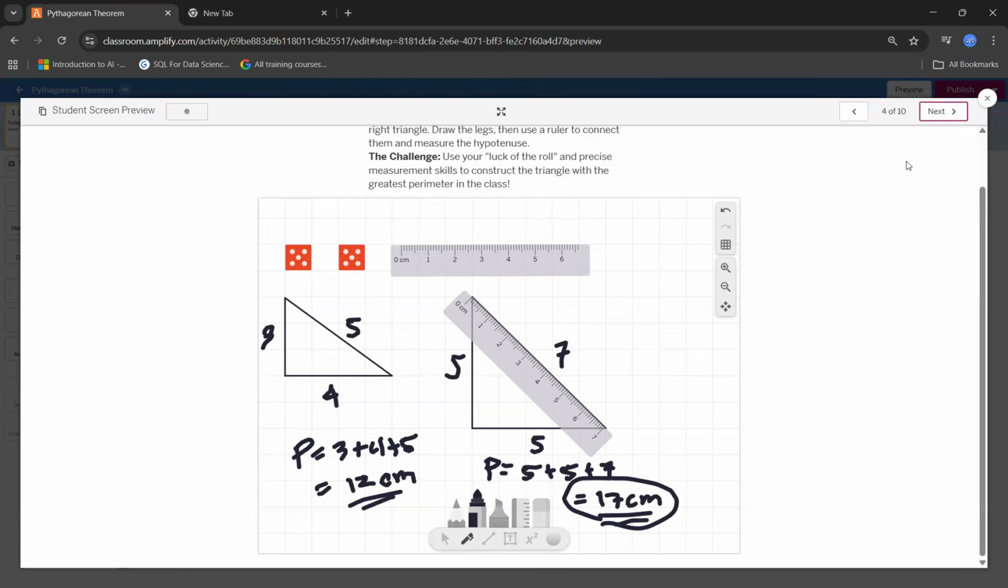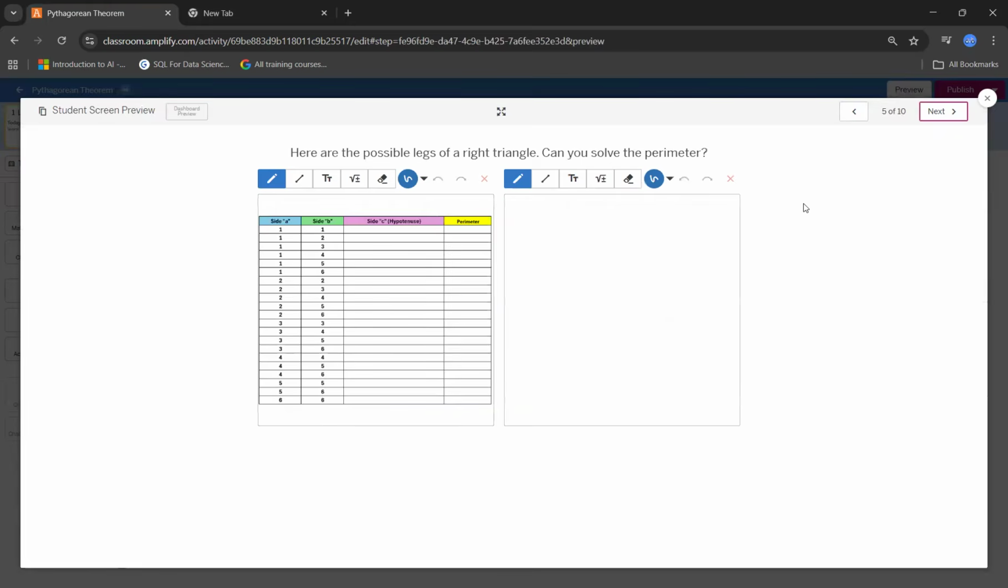Then, what do we have in the next slide? So here are the possible legs of a right triangle. Oh, so if we're going to keep rolling the dice, we can see the different combinations. We could have 1, 1, 1, 2, 1, 3, and so on and so forth.